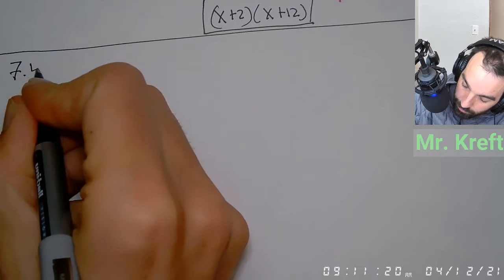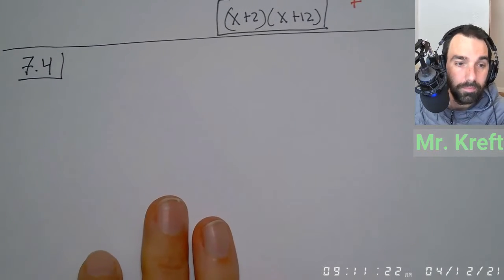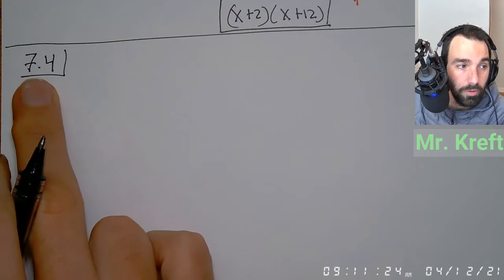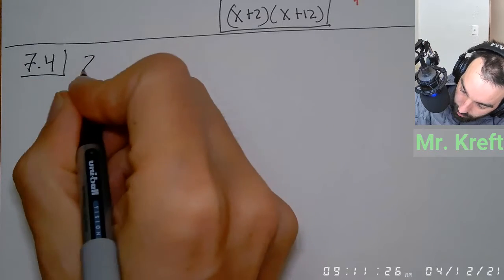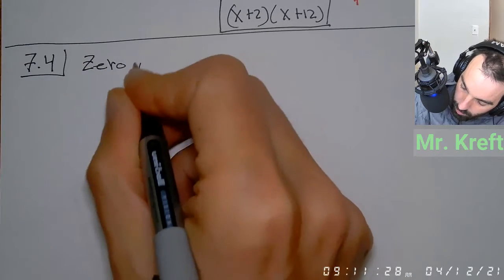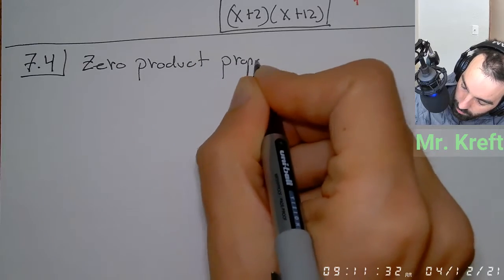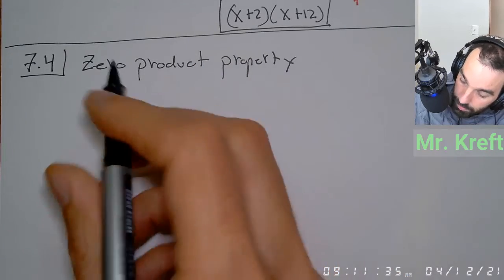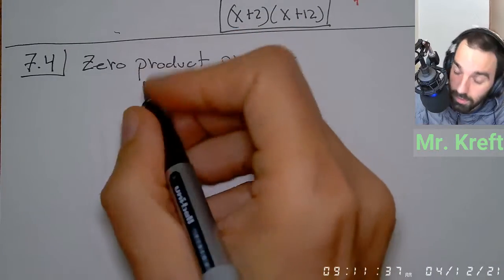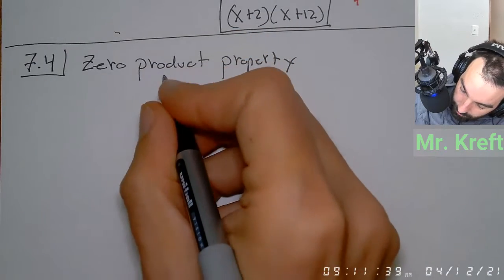If you guys are following along in the book, we're going to be in section 7.4, and this is the zero product property. And remember, if you forgot what product means, multiply.